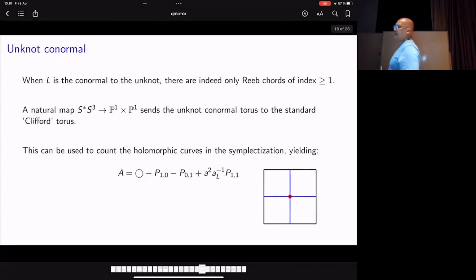Now let's discuss the case of the unknot conormal. It's a true fact for the unknot conormal that there are only Reeb chords of index at least one. So we're in the simplest possible situation that I mentioned before. Now we want to count the curves at infinity. How to count them? One way is to look at the contact sphere at infinity, which has an S1 action. You take the quotient by the S1 action, which gives you a map to P1 times P1. And it turns out the Legendrian at infinity gets mapped to the torus which sits at the center of the moment map image.